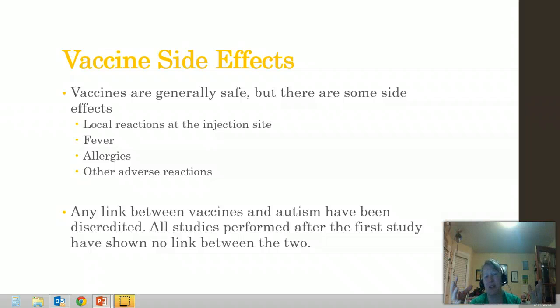A big thing we always hear about with side effects is autism. There is no link between vaccines and autism. And if you have any questions about this, I've posted some extra material for you in Blackboard, because this is not really the time or place to get into the argument and talk about the facts and figures of these links. But I do want you to be aware of that. We have disproven any link between vaccines and autism. So make sure you understand that the two are not related at all.